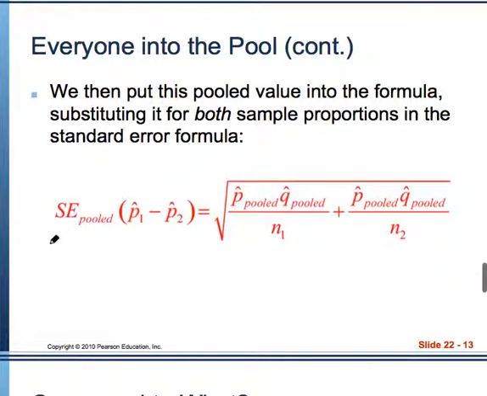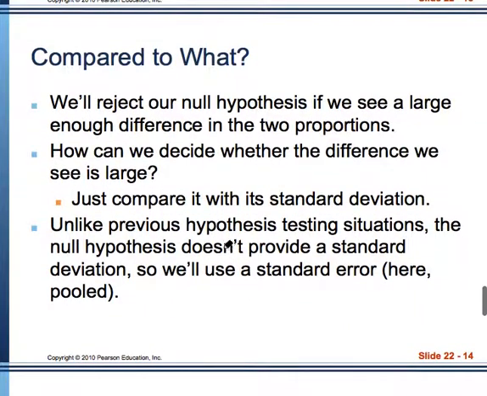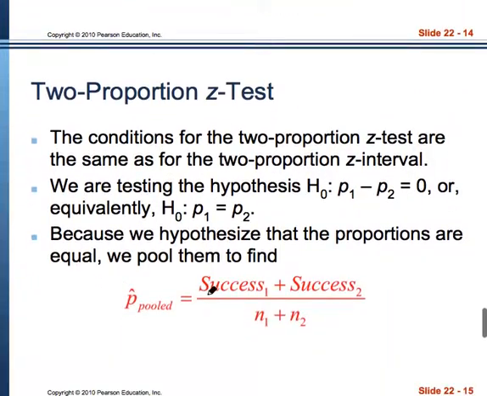The same thing is true when we're finding the standard error. We have P hat Q hat over N1 plus P hat Q hat over N2, and that's how we find the standard error. We want to compare the standard error with the standard deviation. The null hypothesis doesn't provide a standard deviation, so we use the standard error. We use the pooled value here, and we'll do plenty of examples of these.